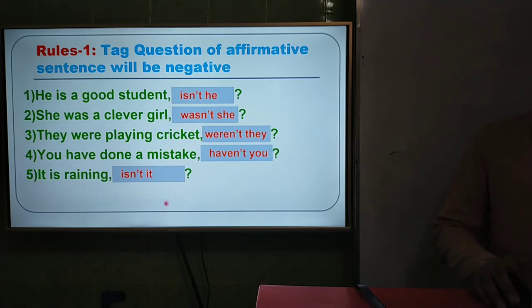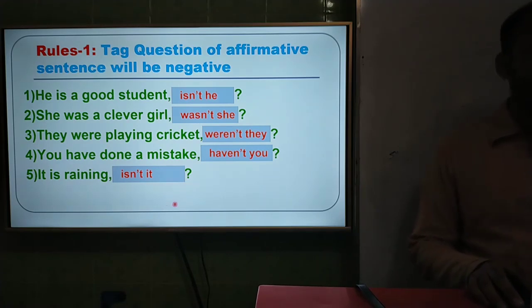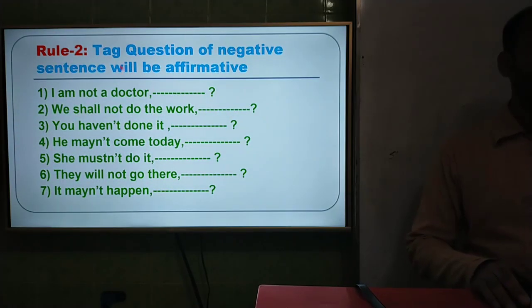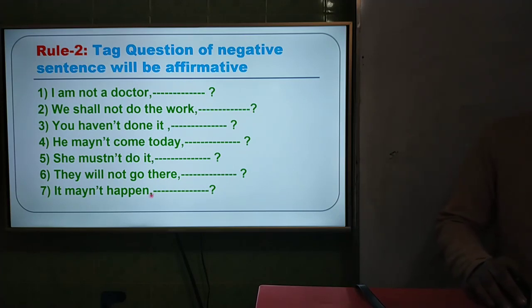So dear students, this is the first rule of making tag questions. Now I am going to discuss with you rule number 2. The rule is: tag question of a negative sentence will be affirmative. In the first rule, we learned how to make tag questions of affirmative sentences. Now we shall learn how to make tag questions of negative sentences.